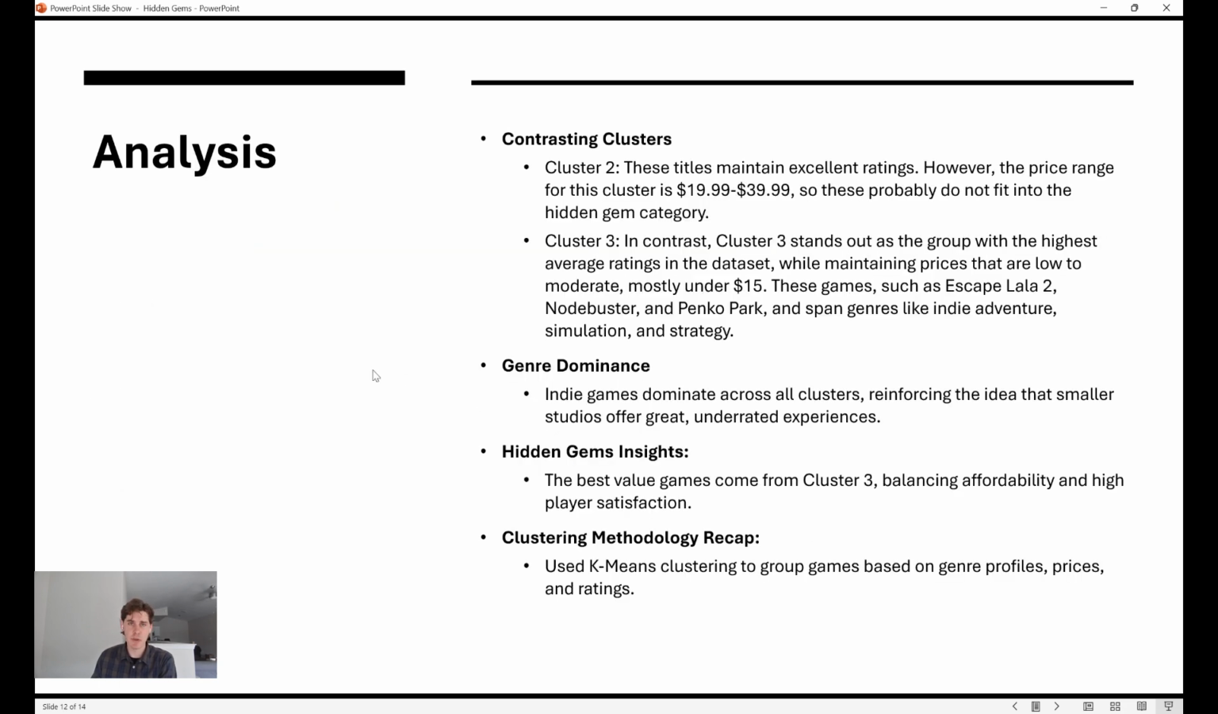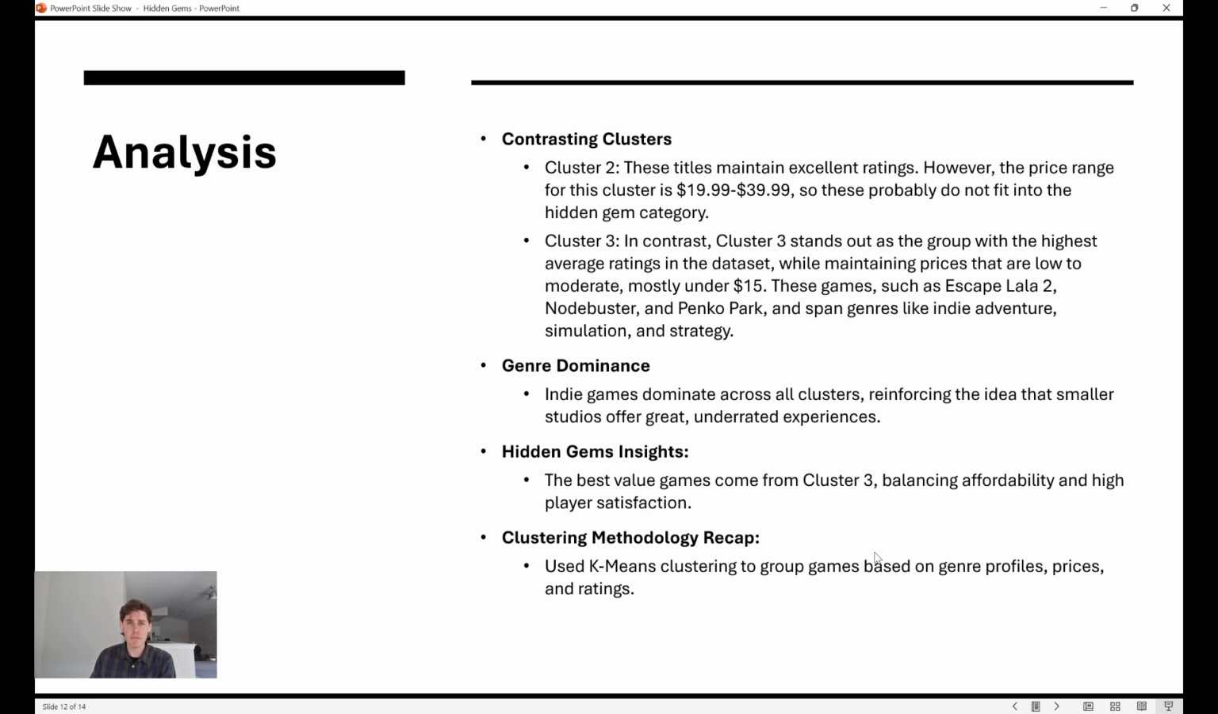Moving on to analysis. So we focused our analysis on contrasting clusters. And specifically, 2 clusters stood out to us. There was cluster 2. These games had good ratings, but were kind of pricey. However, cluster 3 had the highest ratings of our data set and were fairly cheap.